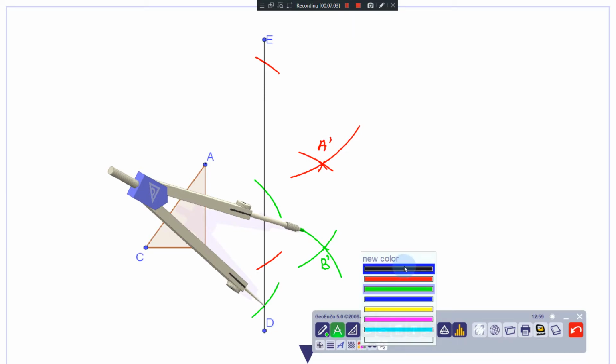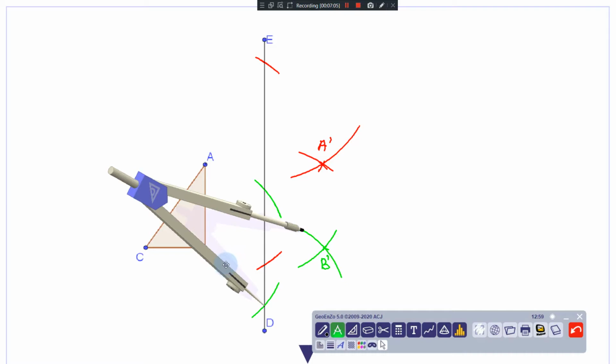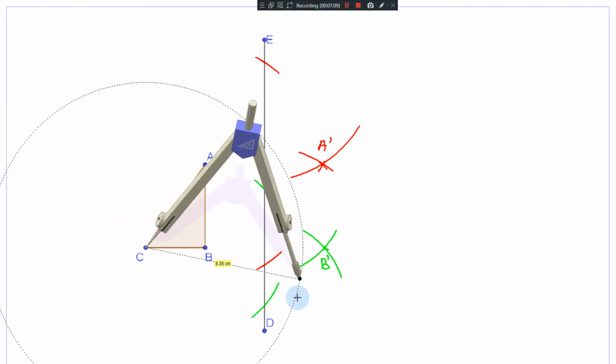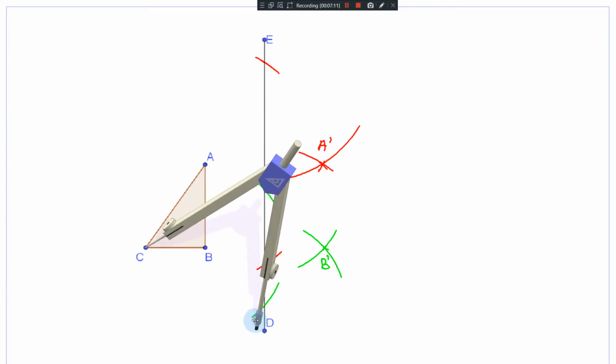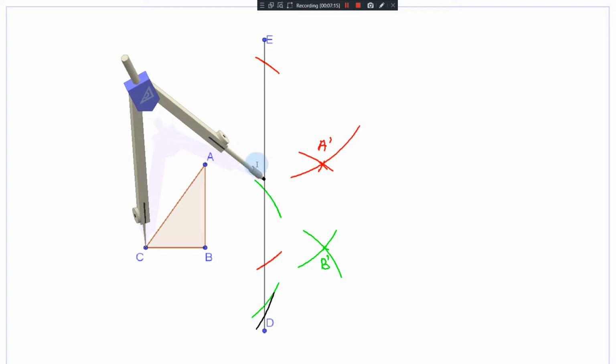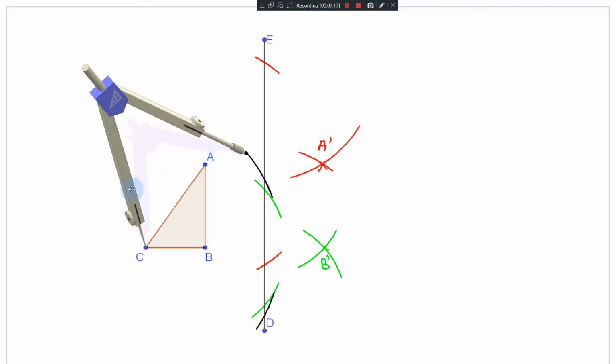Let me use black color. Okay, place over here. Okay, so make an arc here. Do the same thing for this part. Make an arc here. And then move it over here.